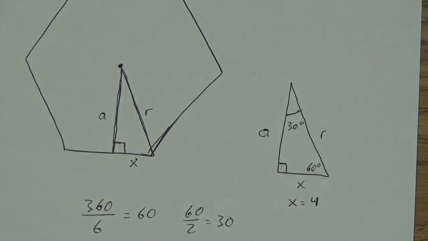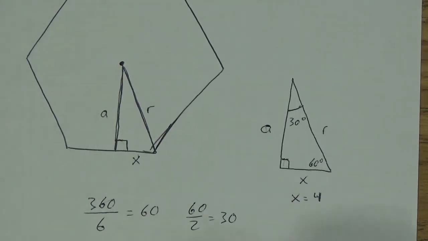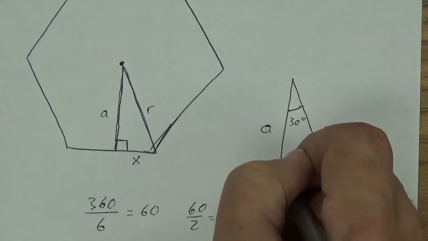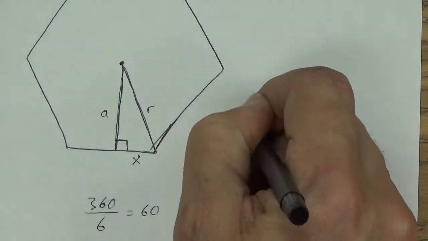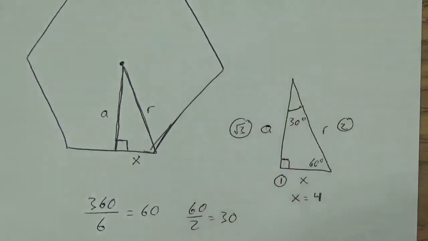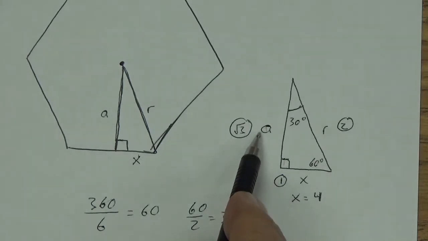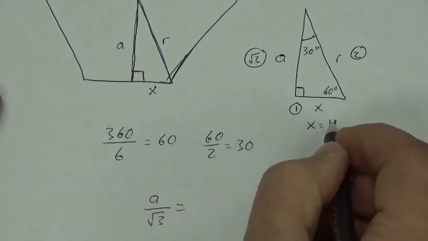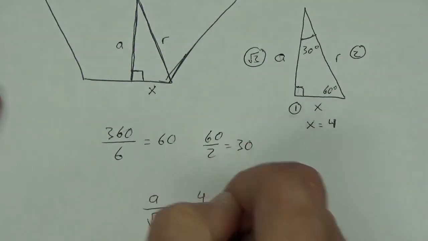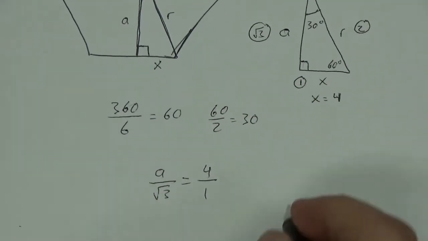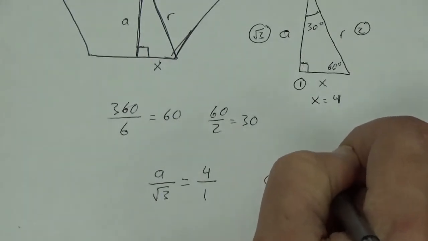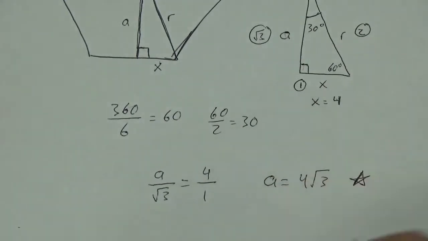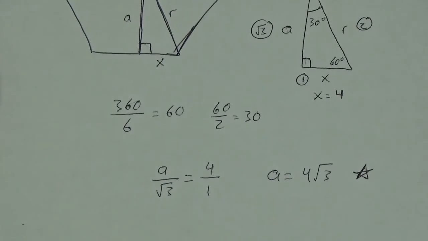We are going to now do our 30, 60, 90 triangles with our 1, our root 3, and our 2. Remember the 1 always goes across from the 30, the root 3 goes across from 60, and the 2 goes across from the 90. So if I want to solve for A, I'm going to set up my proportion. A over root 3 equals my 4 over my 1. I cross multiply, I get A equals 4 root 3, and I have found A. I always put a star next to A because it's going to show up in my formula again.